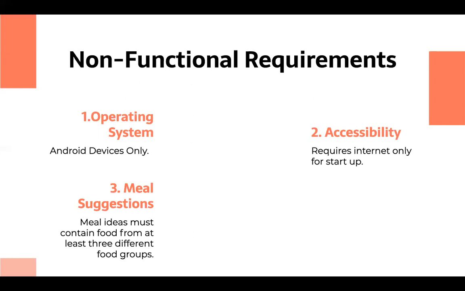And now for meal suggestion. For each meal that our software suggests to you, it must contain at least 3 different food groups. So the meal has to have maybe fats and oils and carbohydrates and protein, right? We can't simply provide to you carbohydrates or just protein. It has to be a mixture, all right?